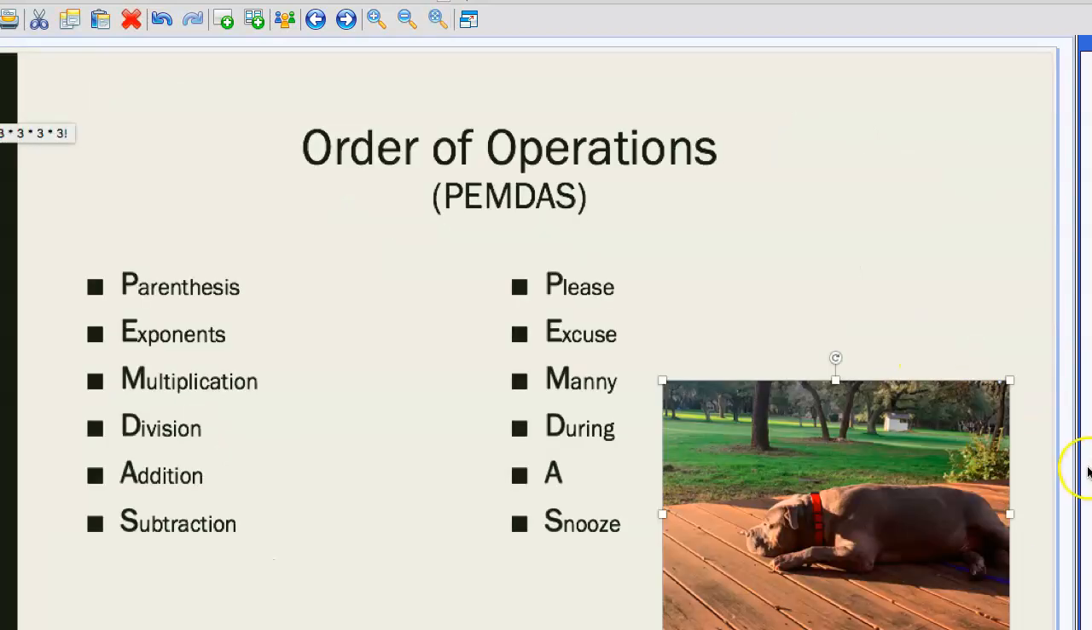Okay, next is order of operations. A lot of you told me that you have heard the term PEMDAS before, and that means parentheses, exponents, multiplication, division, addition, and subtraction. And that is the order that you complete problems. Sometimes you'll see these complicated problems and they have all these different math operations. And you go, which one do I do first? Well, this tells you. Now, you can also use the mnemonic, please excuse my dear Aunt Sally, but what would be better than please excuse Manny during a snooze?